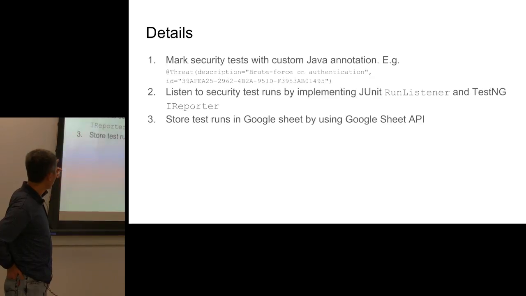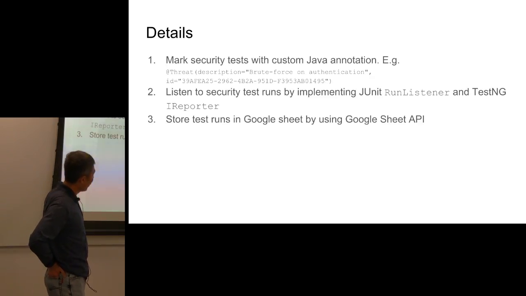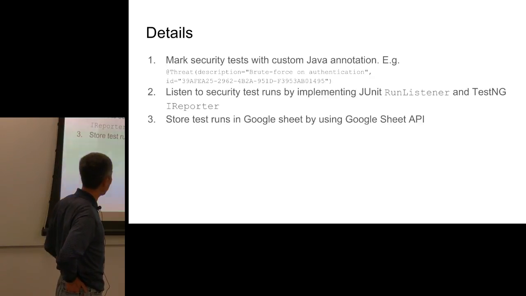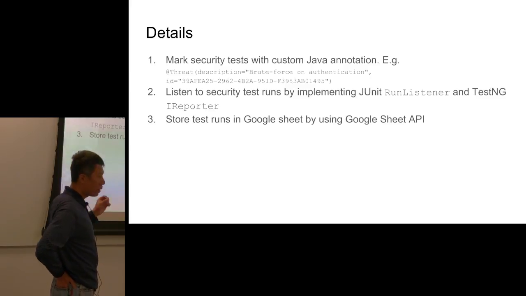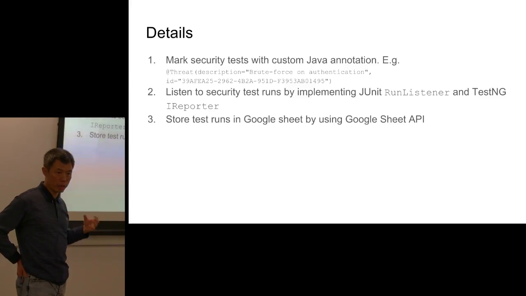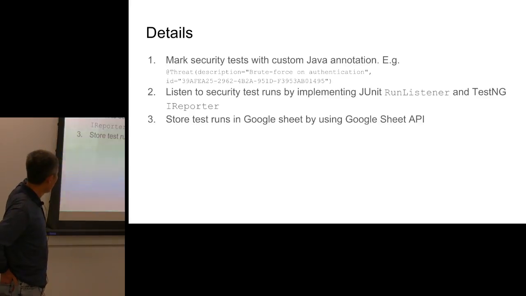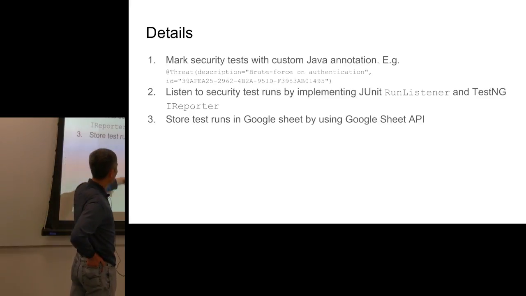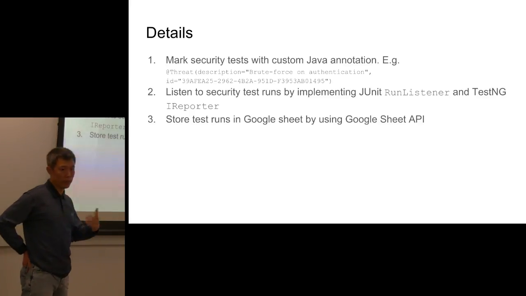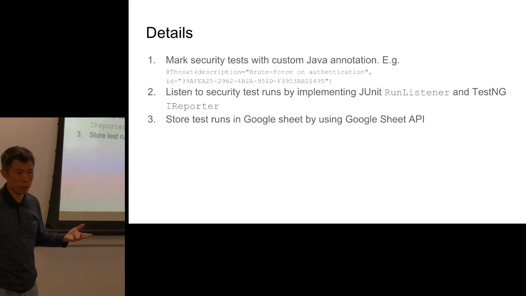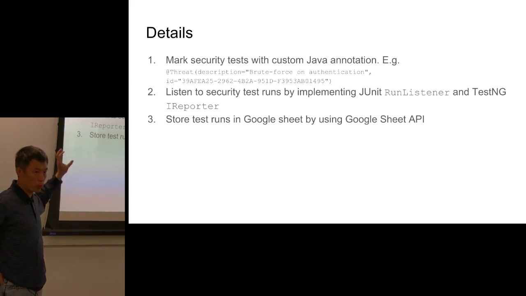And we also implemented JUnit test engine listeners. So the listener, when the test is run on Jenkins, will listen for all the test cases with this annotation, and it will capture those test cases. And then in the third step, we use the Google Sheet API to upload test cases to the Google Sheet. This is what you saw earlier in the previous slide. Any questions here?